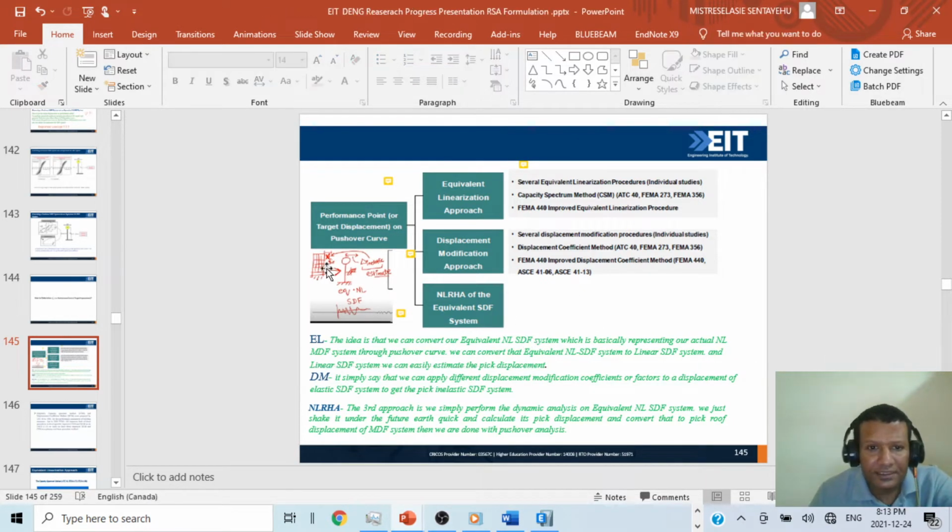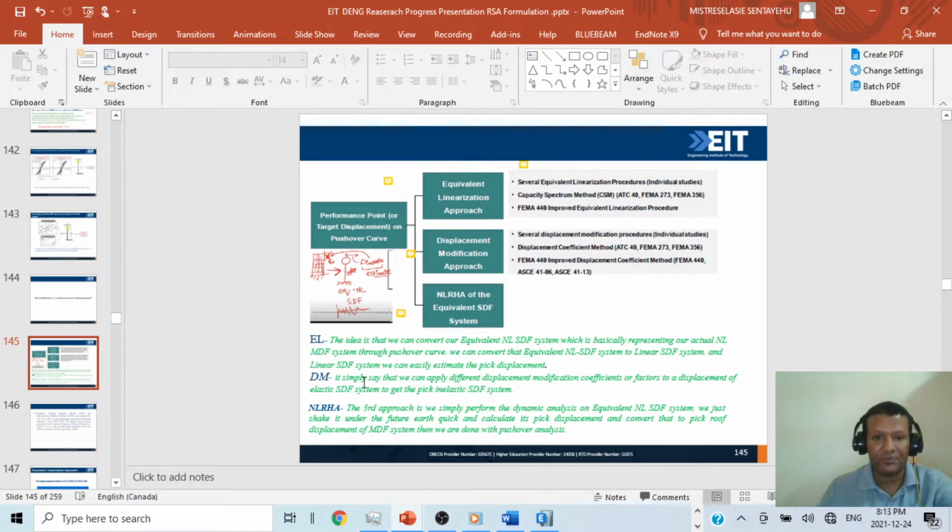So this is the building. This is our multiple degree of freedom system. We changed it into an equivalent non-linear single degree of freedom system. Then we perform the pushover analysis, and we have the curve. We estimate the target displacement, then we generate the pushover curve, then we idealize it, then we assign that idealized force deformation curve to our non-linear single degree of freedom system. Then we change this to a linear single degree of freedom system, and we apply the ground motion and find the displacement, and we will use it for the multiple degree of freedom system.